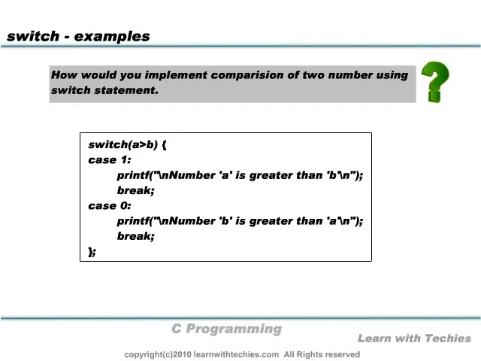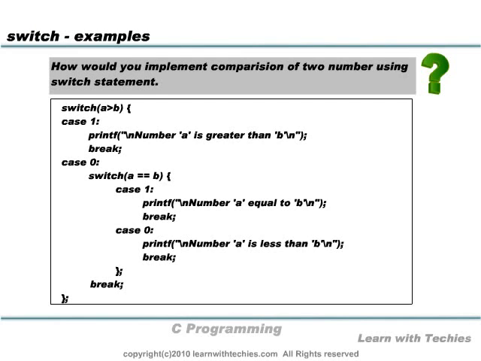Do you think this code will work for all the values of a and b? What will happen if a is equal to b? This sample code doesn't seem to take care of that. If a is equal to b, then it would go to case 0. And print b is greater than a, which is not correct. Hence this program is not correct and needs modification. So where do you think the code should be modified to handle the equal condition? Let's see that.